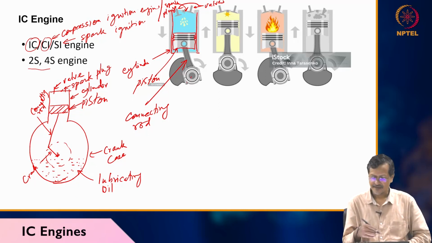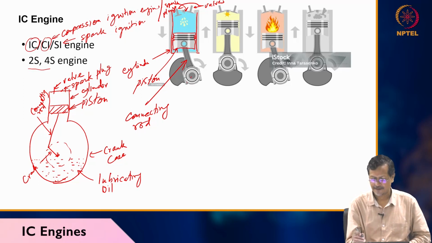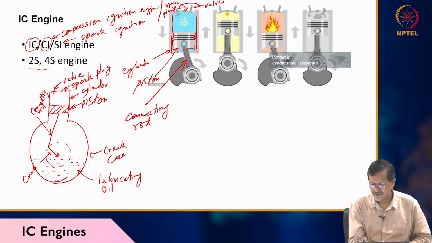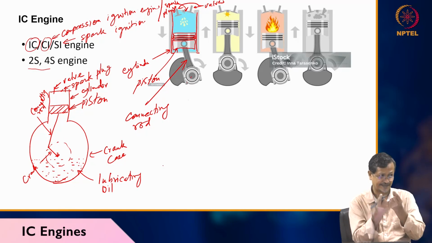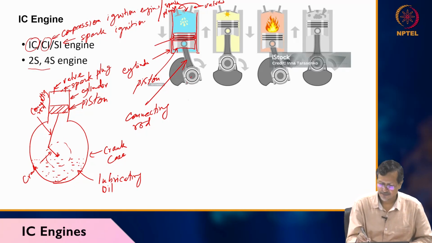If you see the piston in the top picture, the piston has certain grooves like this. You see the grooves. These grooves are for the piston rings. So there will be piston rings.